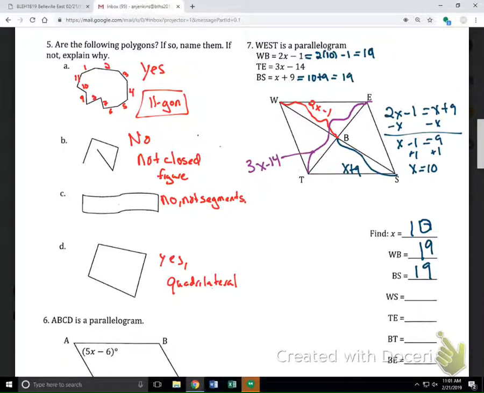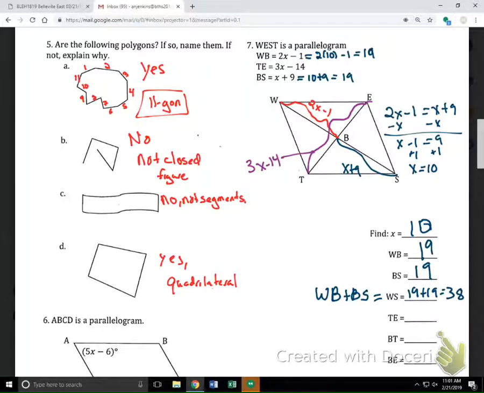We have WS, which is the whole length of WB plus BS. And so that's going to be 19 plus 19, which is, you just told me, 38.